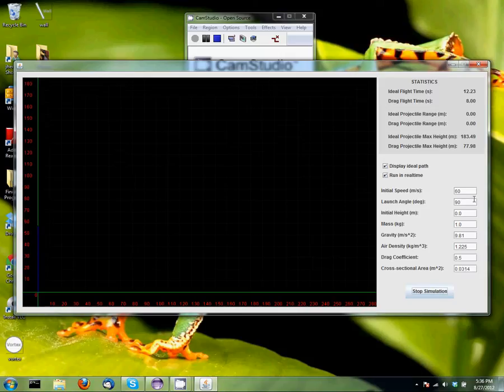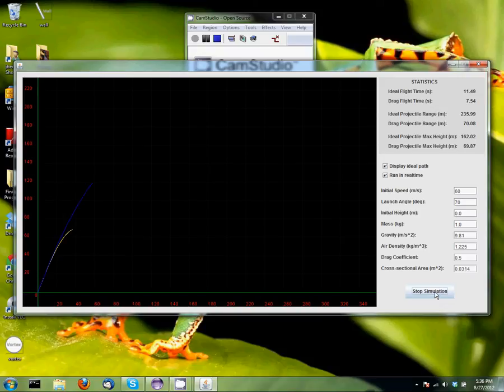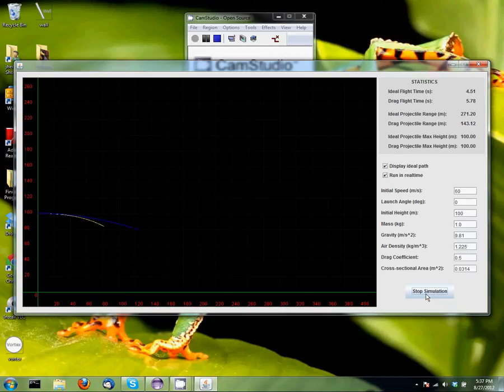You can launch it 90 degrees, a little ridiculous, but launch at 70 degrees. And you can see it there, launch at 70 degrees, just as you'd expect. You can launch at a certain height. Say you launch at 100 meters. You can launch it at even an angle of 0 if you'd like. And you can see, there you go.